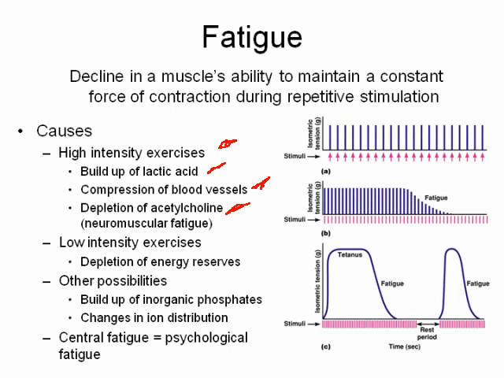Also, if the frequency of input from the motor neuron is fast enough, you can actually deplete acetylcholine. That's what's called neuromuscular fatigue. Less neurotransmitter means it's harder to generate an action potential in the muscle fiber itself. In low-intensity exercises, the depletion of energy reserves is the main cause of fatigue. Other possibilities, well, buildup of inorganic phosphates in the tissue, changes in ion distribution, that is sodium, potassium, other ions as well.